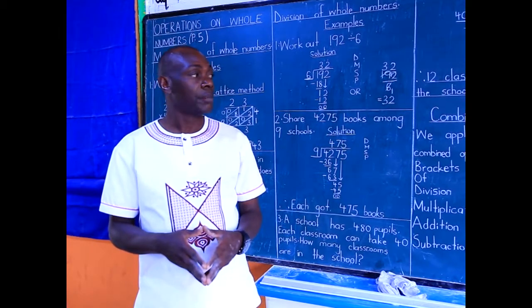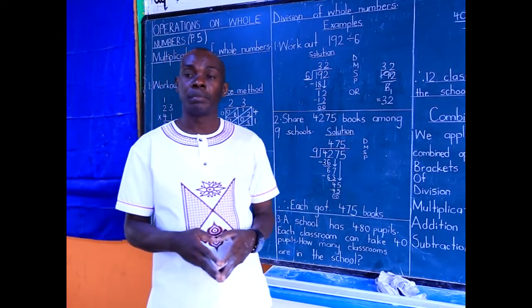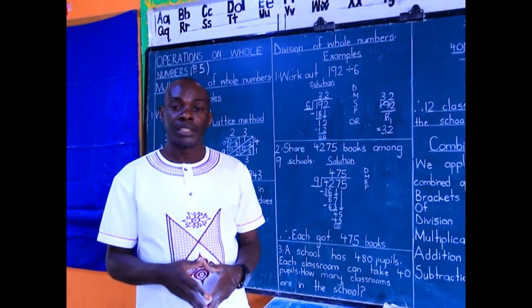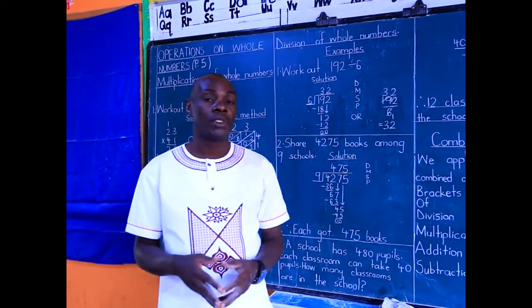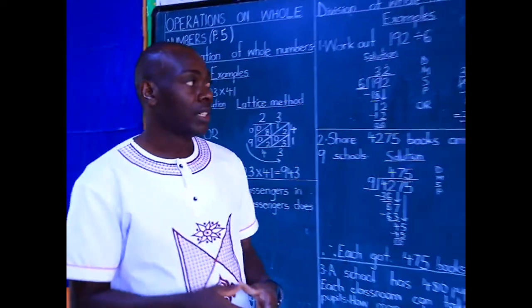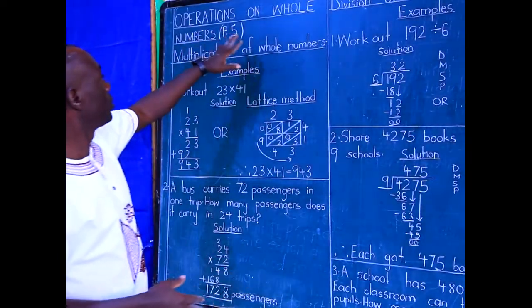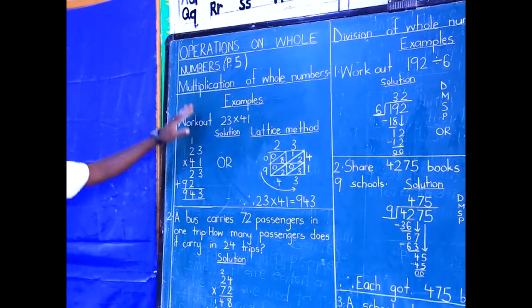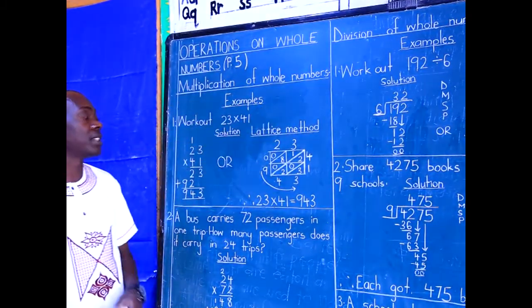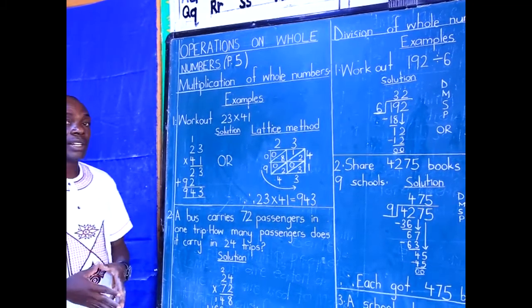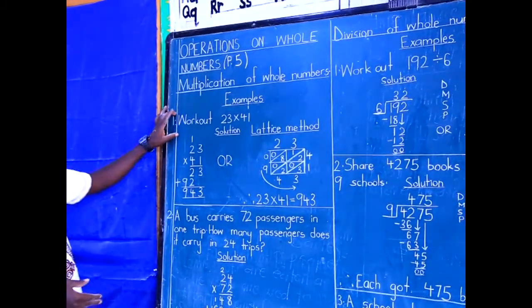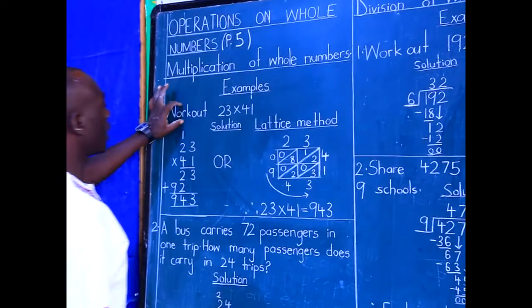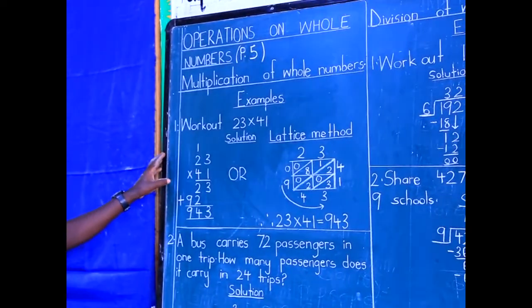This same work the teacher is discussing will be found on page 54 all the way to 58 of the same workbook of term 1 of our class P5. As I said, we're continuing with the same topic called operations of whole numbers. Now we start with the multiplication of whole numbers, and the examples are here. The first example reads, work out 23 times 41.